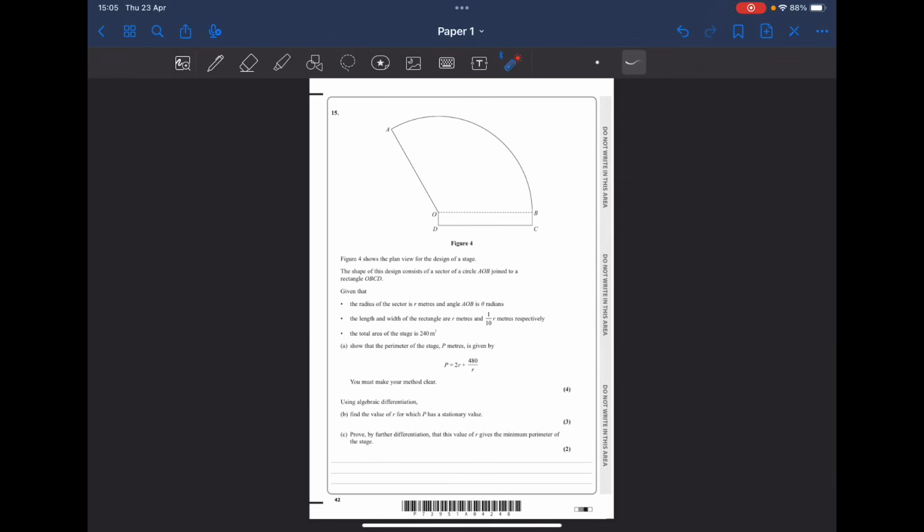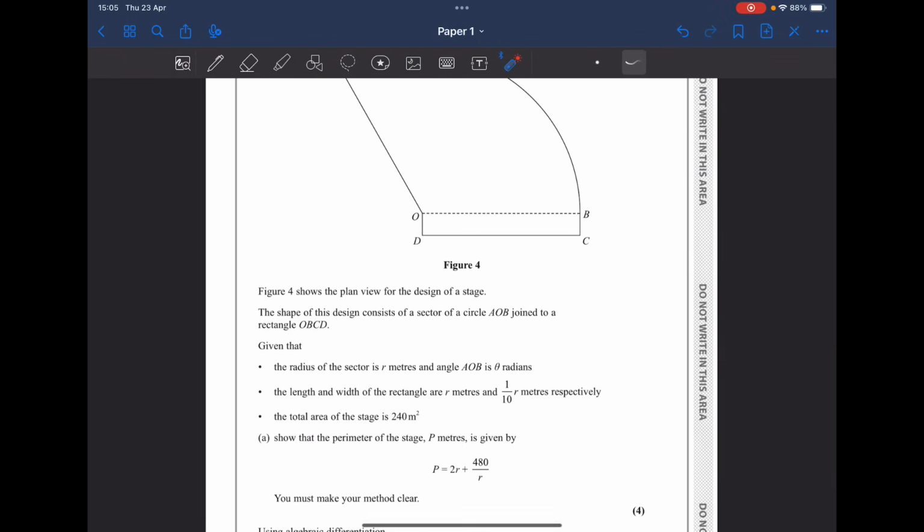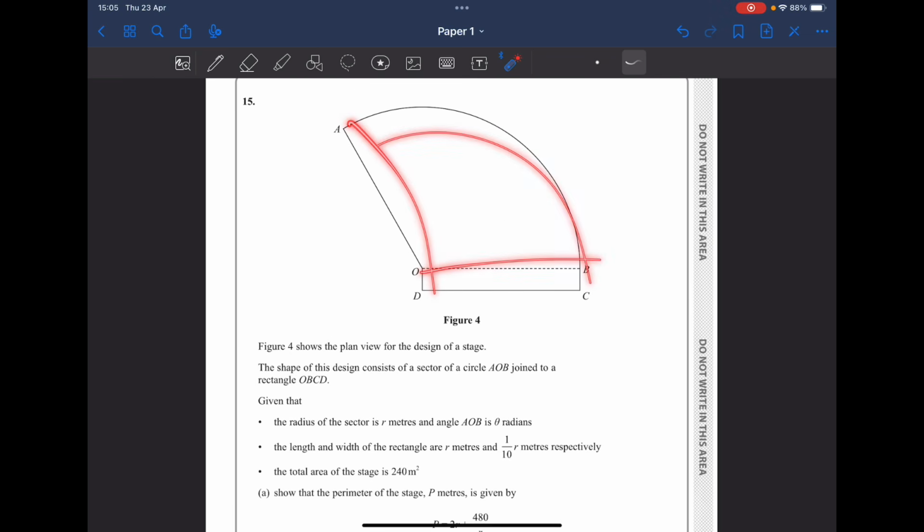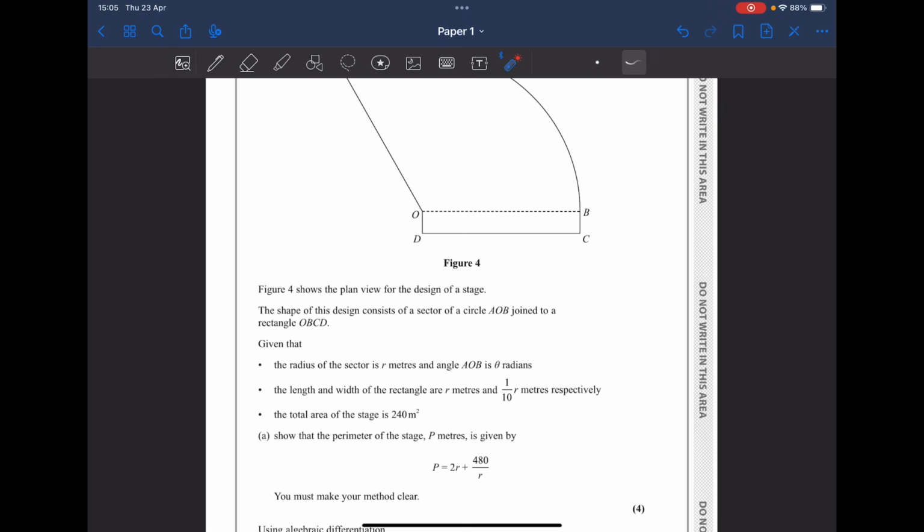Let's keep going. Got some sector stuff. So design of a stage. Yeah, we've got a sector joined by a little rectangle. We've got some lengths. So the radius of the sector is r. That's r. That's r. That's theta, the angle. The length and the width are r and a tenth of r. R and 10. Total area is 240.